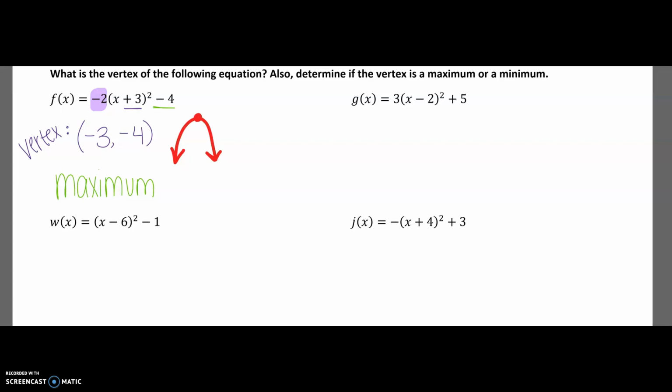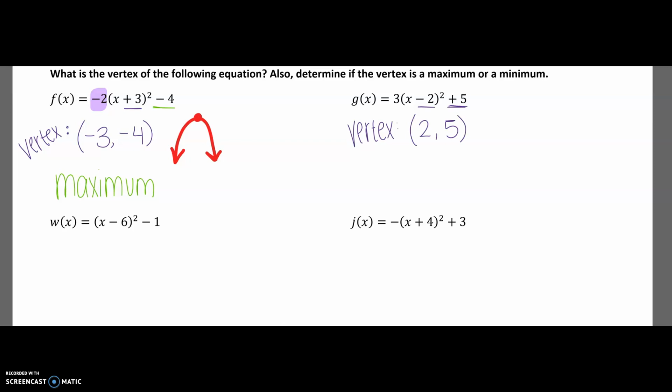Alright. On to our next problem, g of x. We'll first identify our h value and our k value from our equation, and then we'll find the vertex. Remember I said our vertex is going to be the opposite of h, so since h is -2, it's going to be positive 2. And then the same of k, which is positive 5.